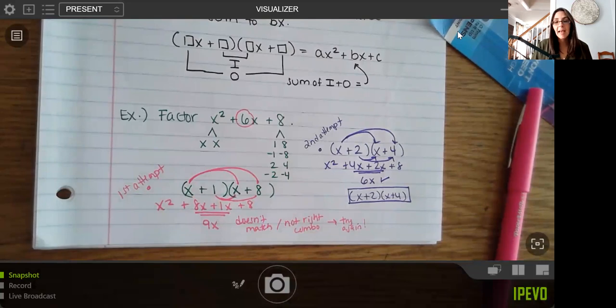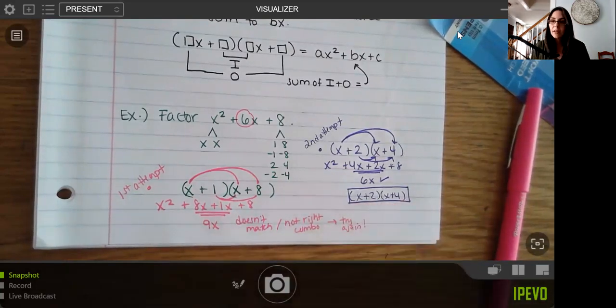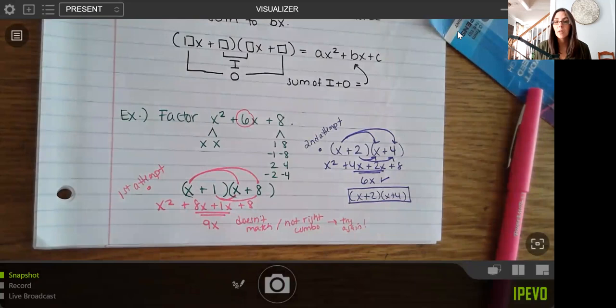Now, a question you may be having is, well, what if you wrote x plus 4 and then x plus 2? That's totally fine as well. We have that multiplication is commutative, so you actually can switch the order of the factors as long as it's the full factor, right? We're not switching the numbers on the inside. We're just kind of rearranging those two groups, and that's fine. You're going to get the same result.